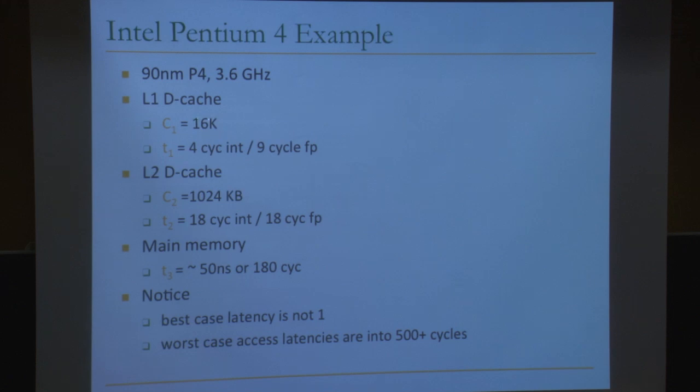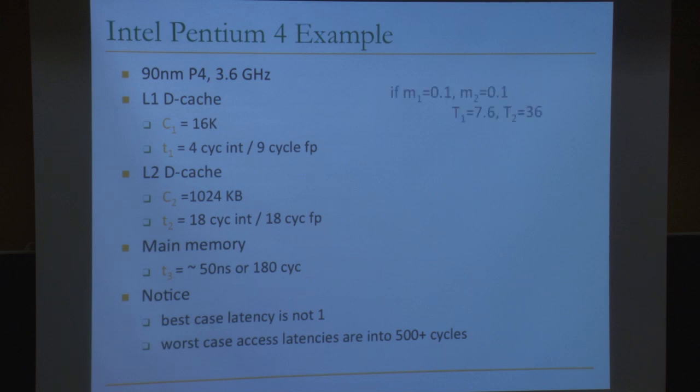If you look at this, best case latency actually was not one cycle. So this was very high frequency, 3.6 gigahertz. It was high frequency for its time. And now we have machines that are almost 6 gigahertz, right? These are from IBM. That's why they did not want to design a cache that could be accessed only in one cycle, because that cache would have been very, very small. That wouldn't have been 16 kilobytes. So they figured out that that cache would not have been effective. And worst case, access latencies are into 500 plus cycles.